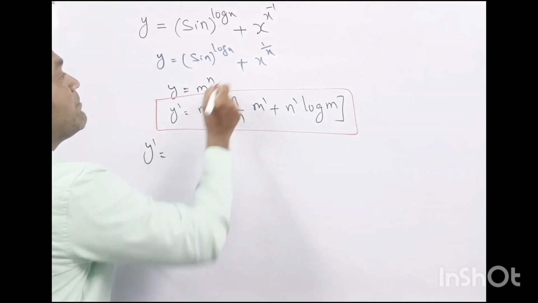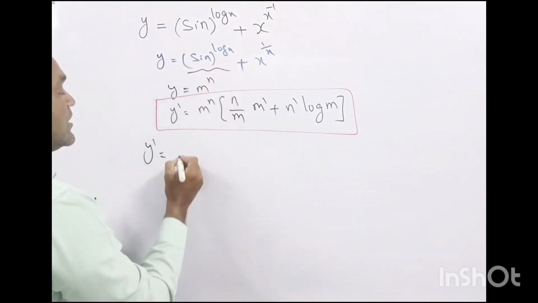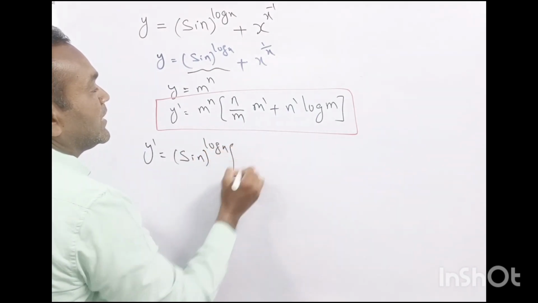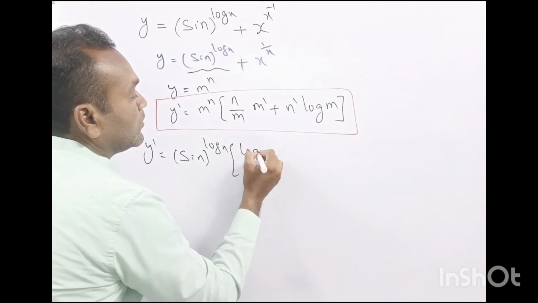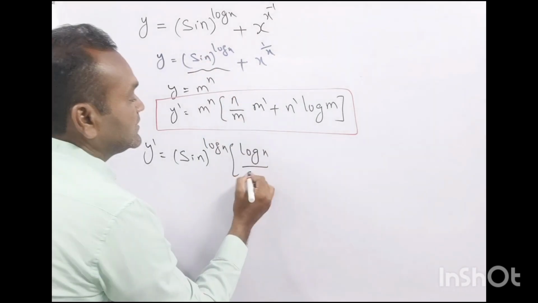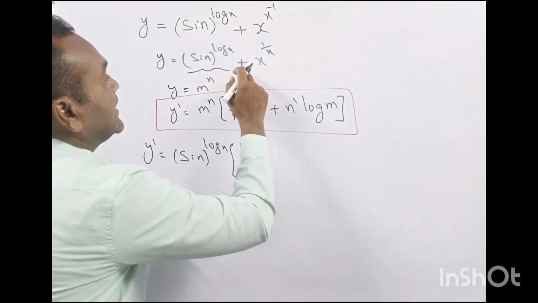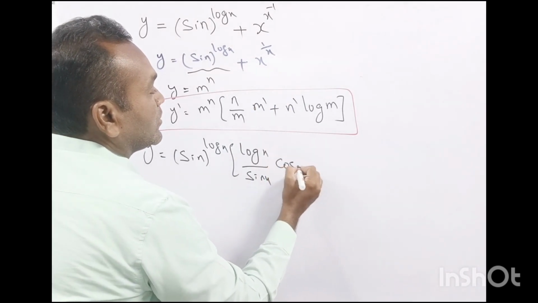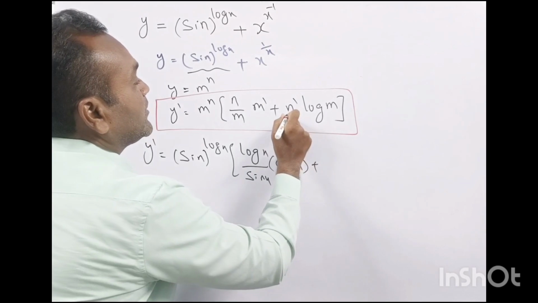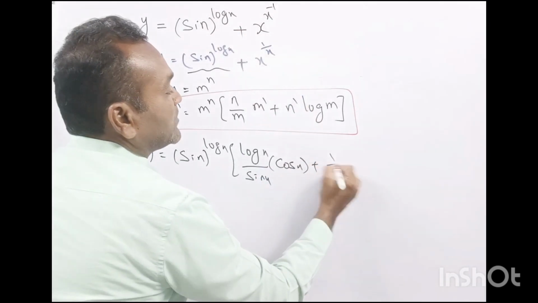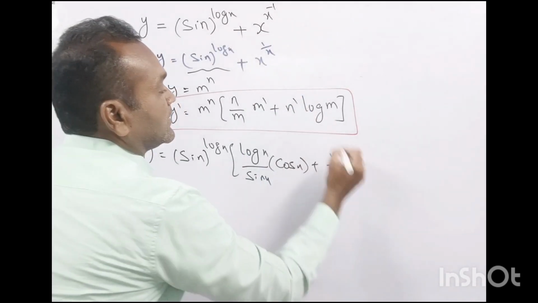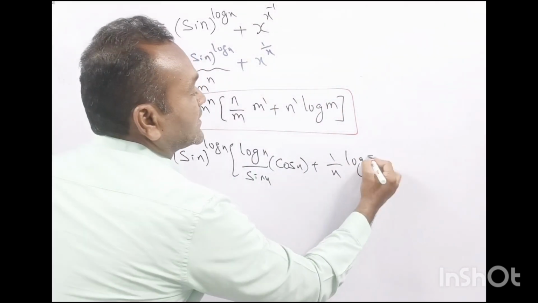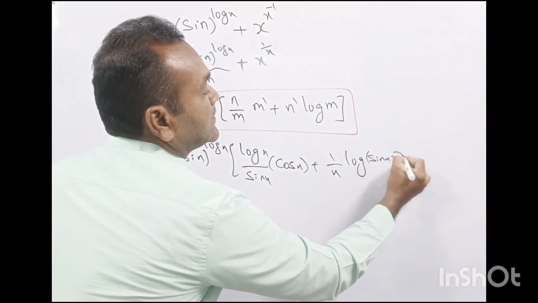As per this m power n, for this we will use sine power log x, n by m means log x by m means sin x, then the derivative of this will be what, cos x, plus the derivative of n, log x, means 1 by x, then log of m means log sin x. This is the first part.